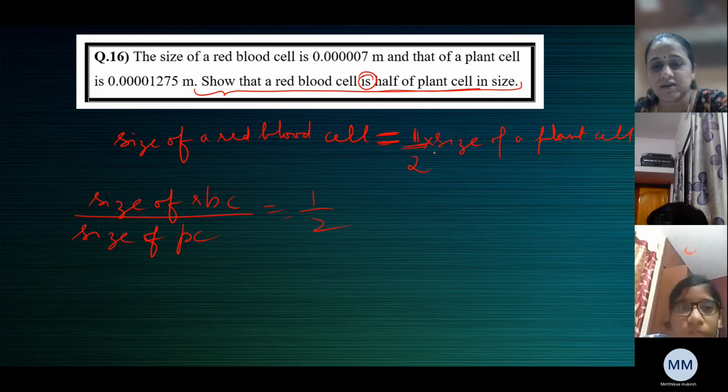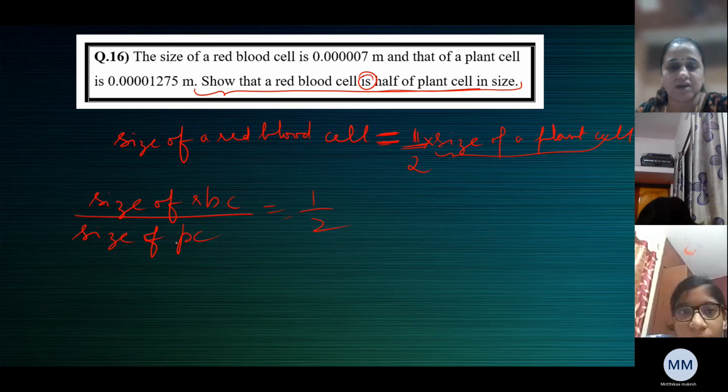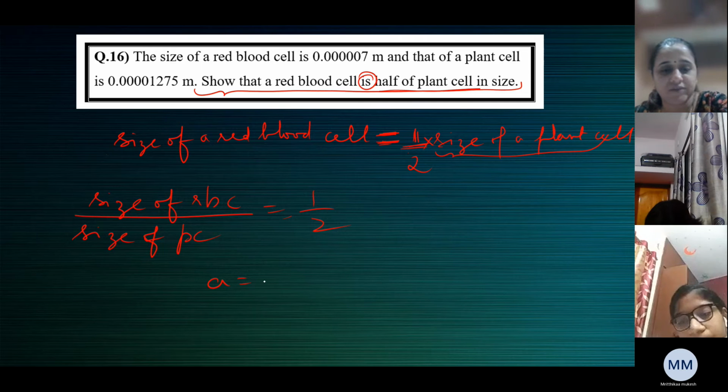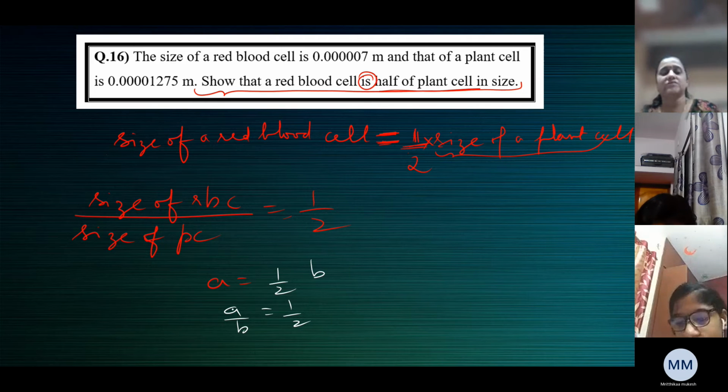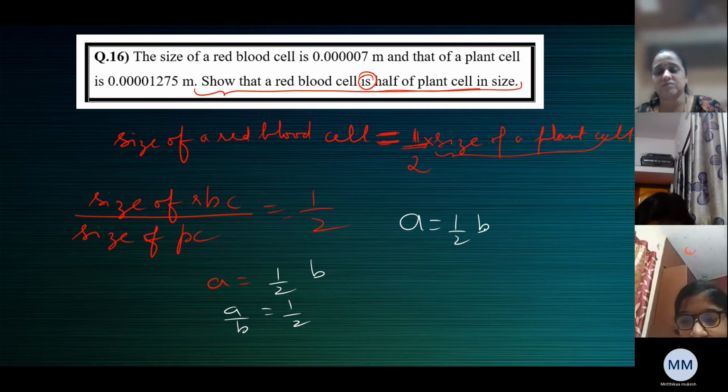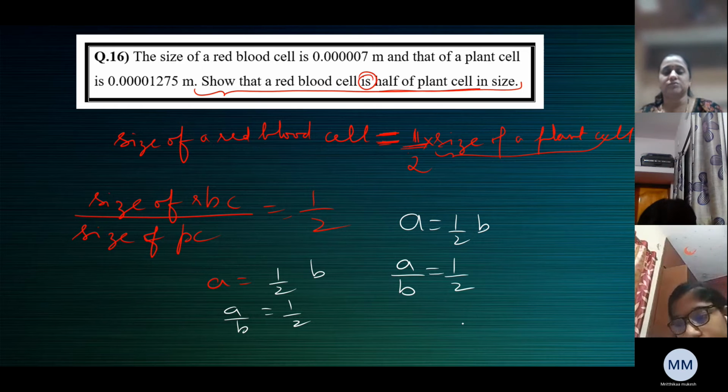So now this one, I've brought it down for division to the other side. Like if you have A is equal to half B, you can write A by B is equal to half. That is, B goes to the other side for division. A is equal to half B, so this B, when you transpose, it comes for division on the other side. A by B is equal to 1/2.